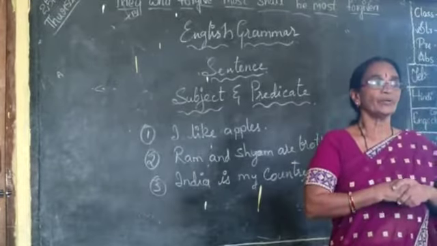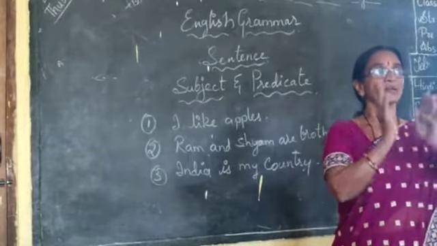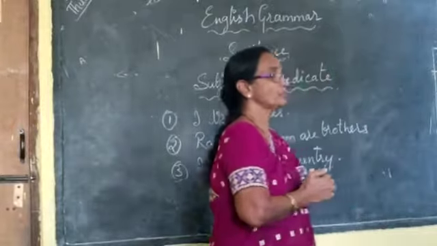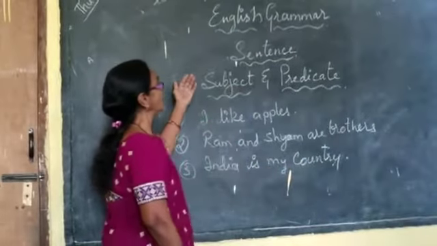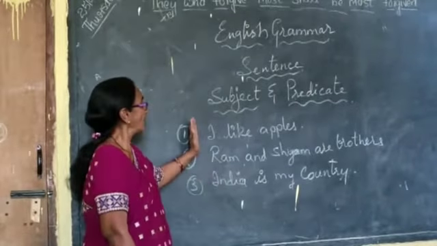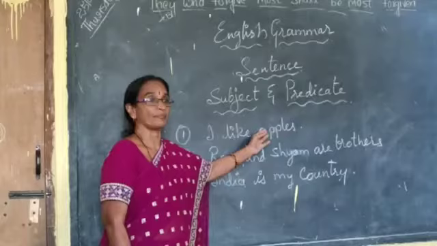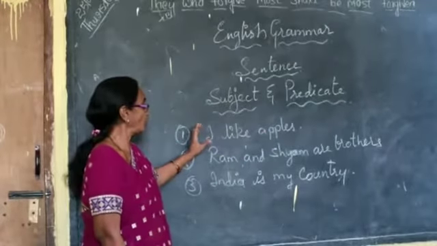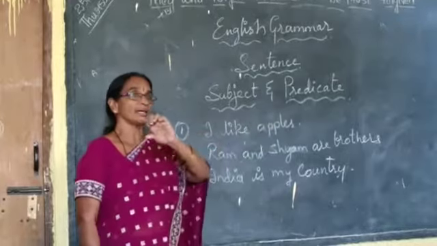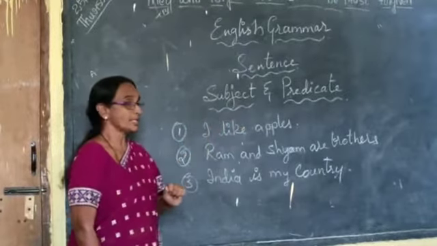But when we frame a sentence, there is a subject and predicate. Now, what is subject and predicate? Let me explain. See, I have written 3 sentences on the board. First sentence is, I like apples. This is a group of words. There are 3 words. It's a correct sentence. I like apples. That is a sentence.